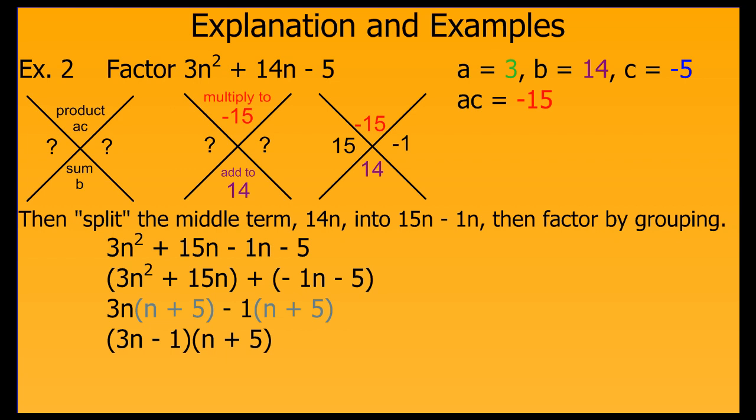Now I see a common factor of the quantity n plus 5, so my factored form is now the quantity 3n minus 1 times the quantity n plus 5. Remember, you can always check this by multiplying that back out and see if you get the original polynomial.